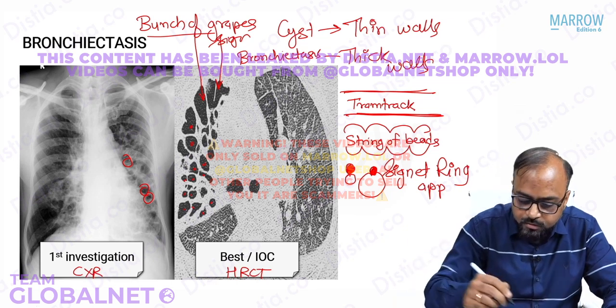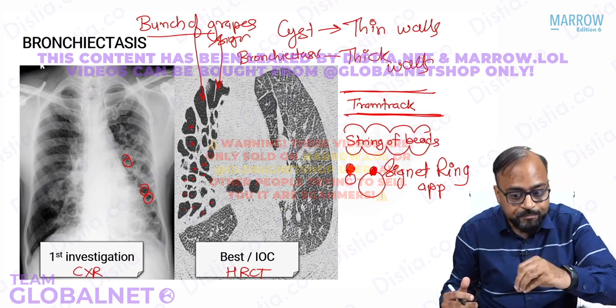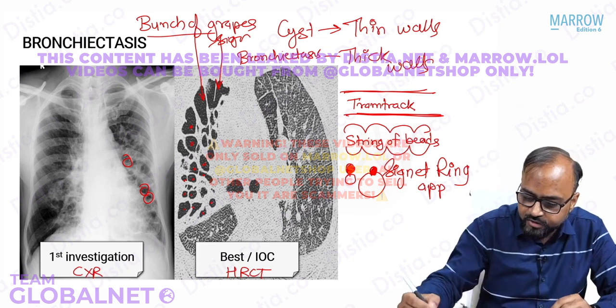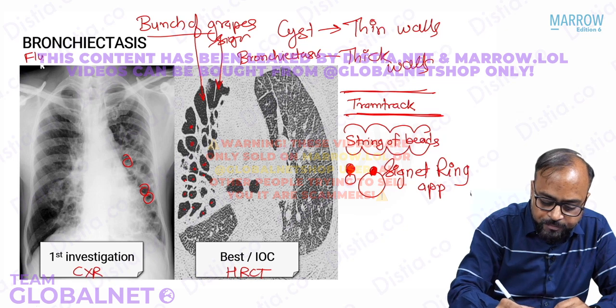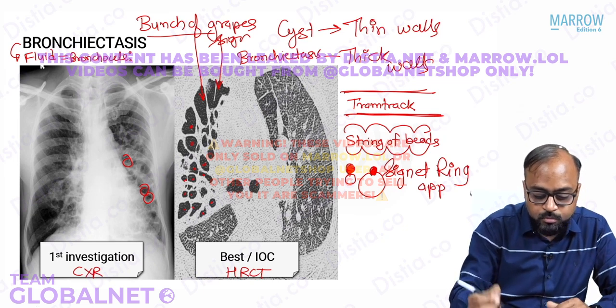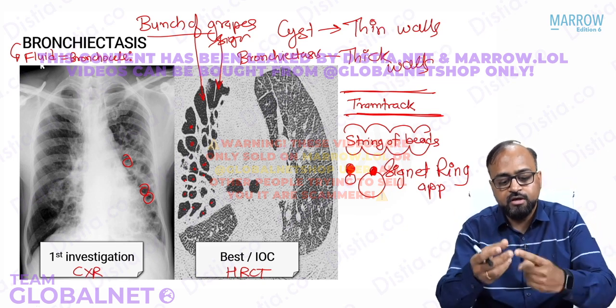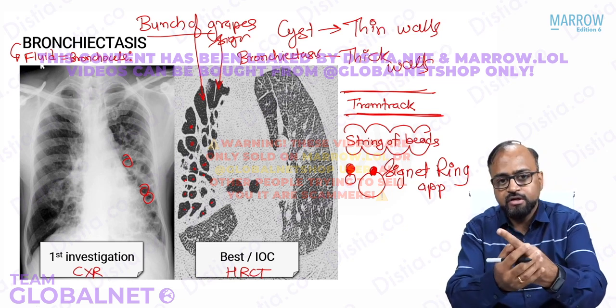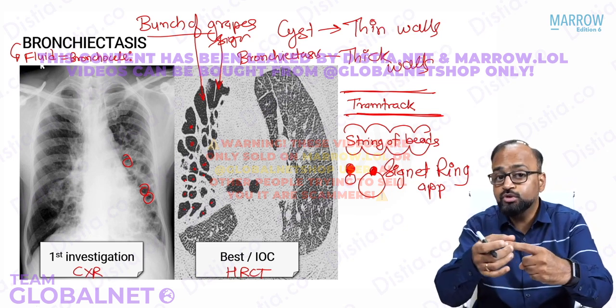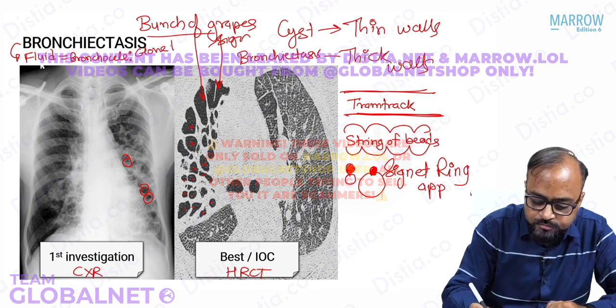Now suppose a dilated bronchial segment gets filled up with fluid. A bronchiectatic segment filled up with fluid is called a bronchocele, and this is what gives rise to the gloved finger-like appearance. Like when you've worn gloves, one finger looks smooth in outline. So that is called the gloved finger appearance.